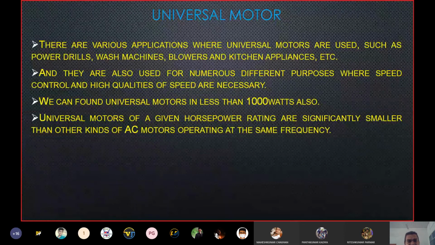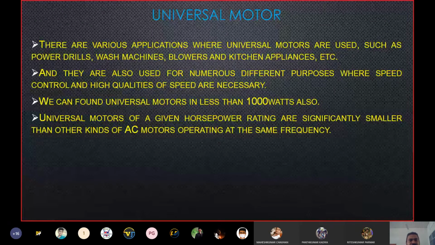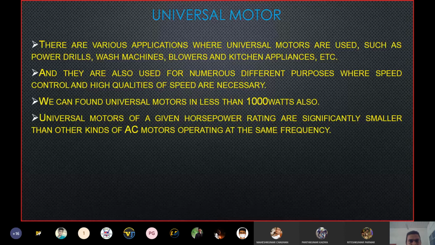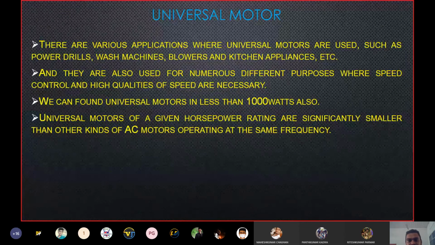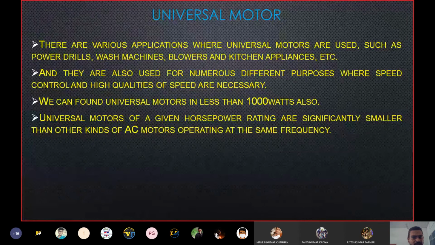So these are the applications of the universal motor, and it is also used for numerous different purposes where speed control and high quality of speed are necessary. So where speed control is required, in numerous applications, we can find a universal motor with a power rating of less than 1000 watts also.